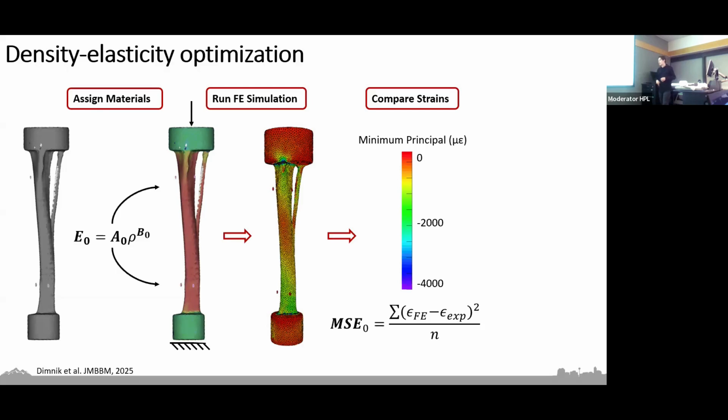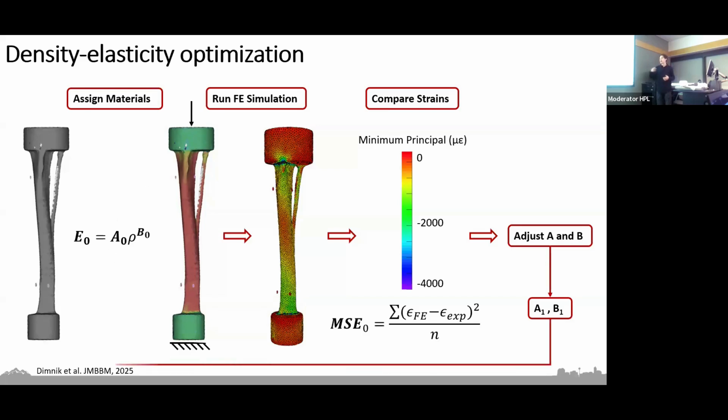So we do a mean squared error comparison between the FE predicted and experimentally measured bone strains. This is across all 6 of those locations and all bones at the same time. After we compare those strains, we go back and adjust the values of A and B. We bring the new values back into the density elasticity relationship, reassign the material properties, run the FE simulation, adjust the parameters, reassign, and run the FE simulation over and over again. So it's a very iterative process.